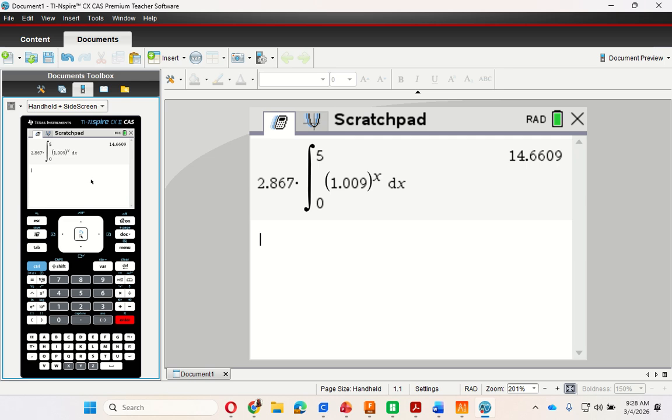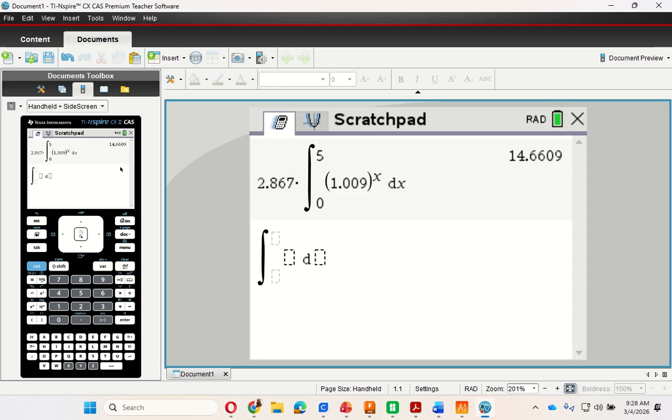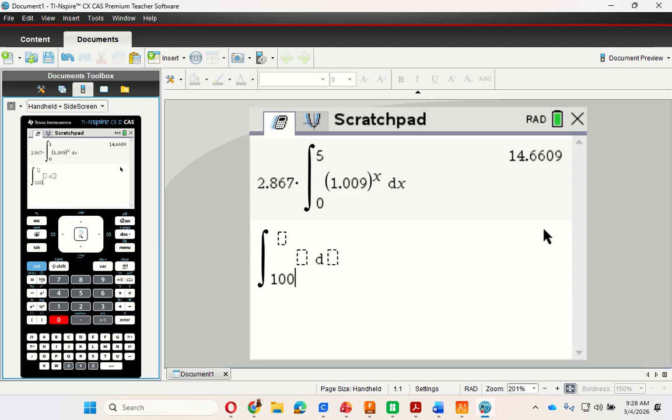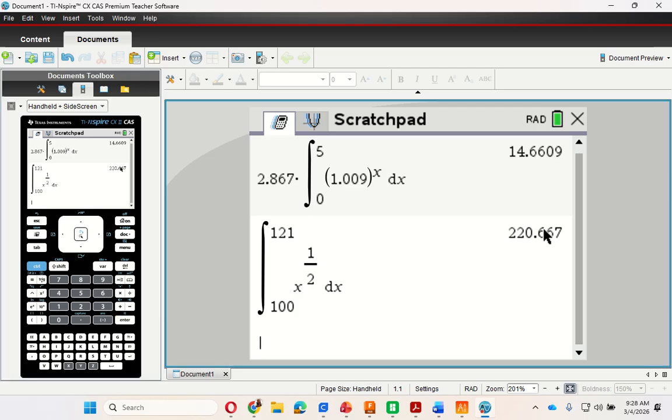So right here, I'm going to go here, lower bound 100, x raised to the 1/2 dx, control enter. I get, what's that, 22067? 667.